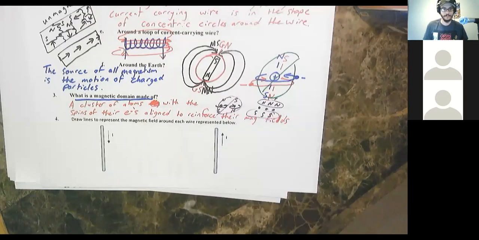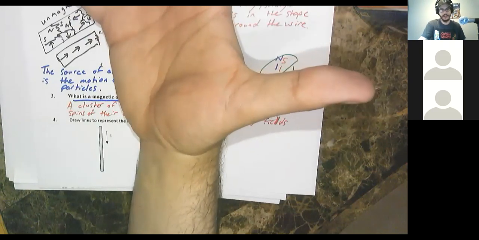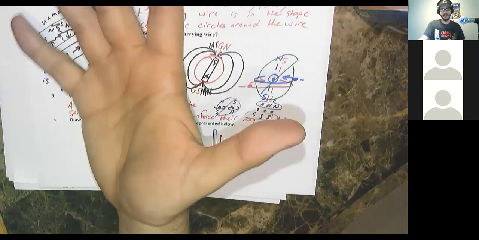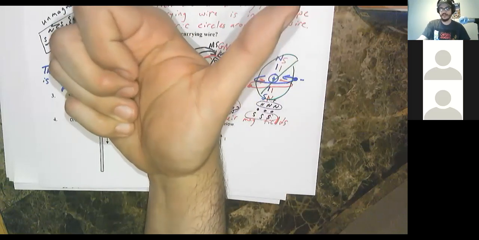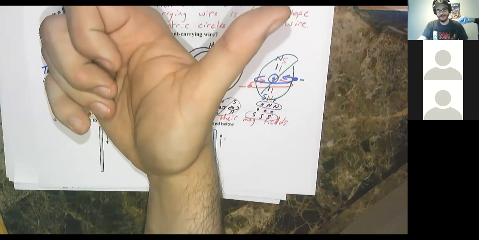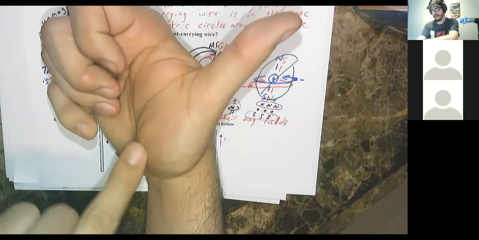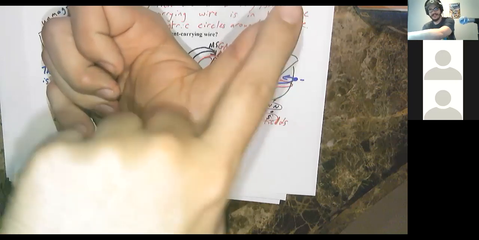Number 4. This is the one I mentioned a moment ago. We've got to draw the magnetic field around each wire. Get your right hand primed because these involve the right hand rule. Remember that in the right hand rule, your thumb represents a current carrying wire and it points in the direction of the current. So here's the positive terminal of your battery, here's the negative terminal of the battery, and the current goes that way.